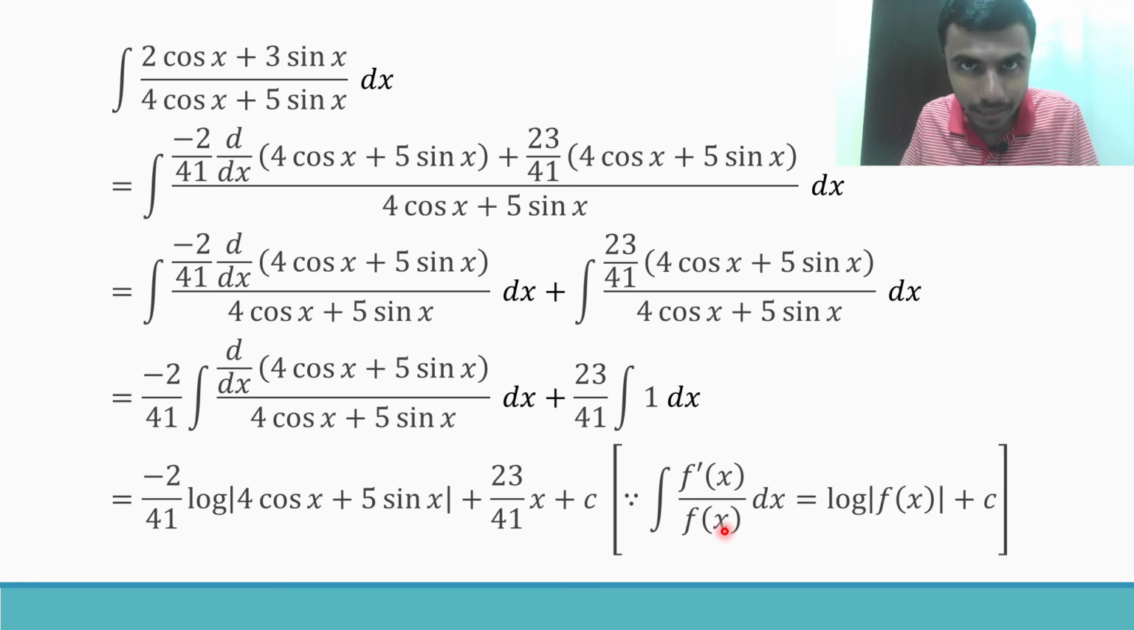Now if you see, this exactly matches with what we have here. See, we have the denominator here, and in the numerator I have the derivative of that denominator. Fine, it's matching exactly. In that case, what would my answer be? My answer would be log mod f of x plus c, basically log mod denominator. Here my denominator is 4 cos x plus 5 sin x, so log mod this, and minus 2 by 41 is already there, and the integration constant because we completed our integration.